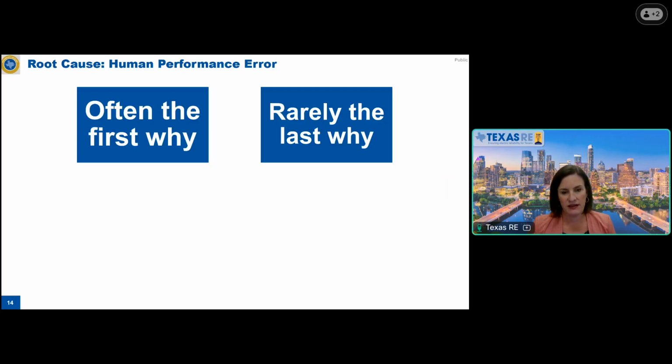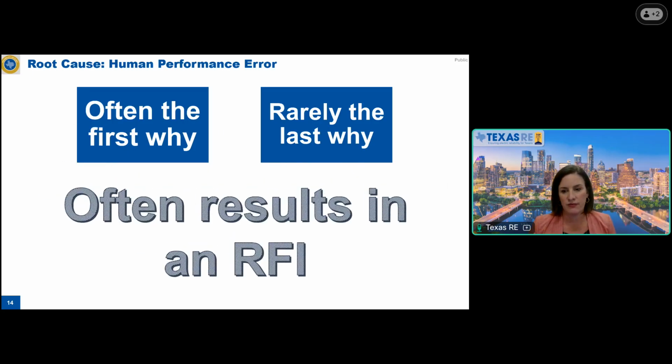Why did that person make the mistake? Well, they didn't have the training. They didn't have the internal control. There was a lack of oversight. There's almost never this human performance going to be the last why. So if you are leaning towards human performance as your root cause, remember to ask yourself the 5 whys and make sure that that's as far as you can go with it. If you do give us human performance error, it's most often going to result in an RFI where we say, are you sure that it was human performance error and there isn't some further drilled down reason that we can find. So we definitely recommend that you think about that before you make that selection.